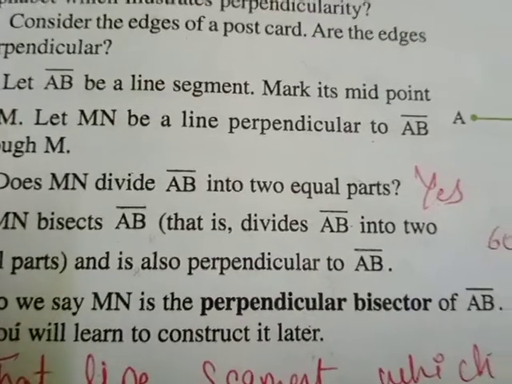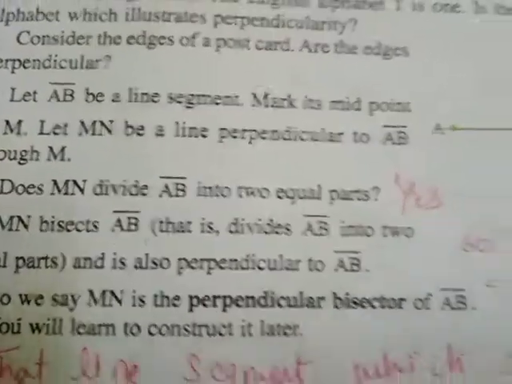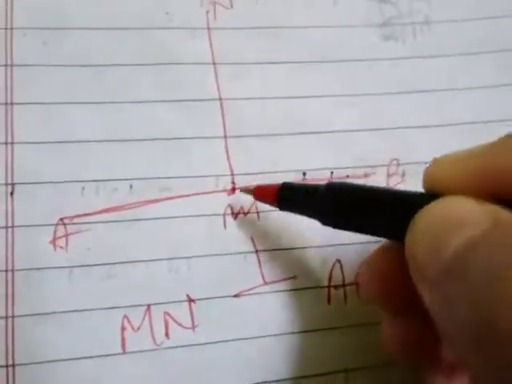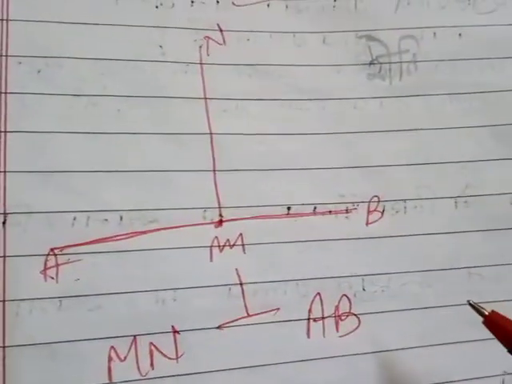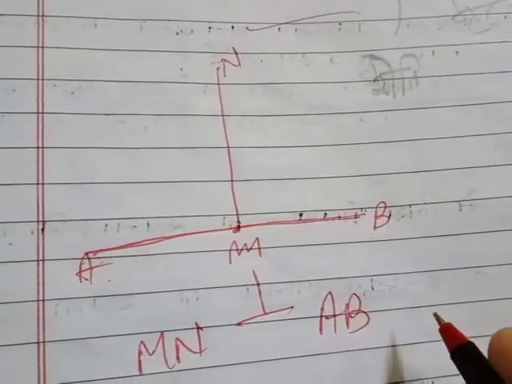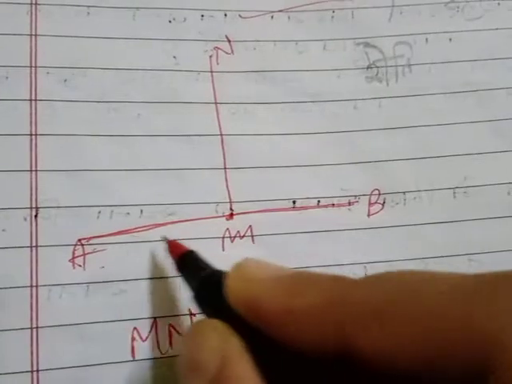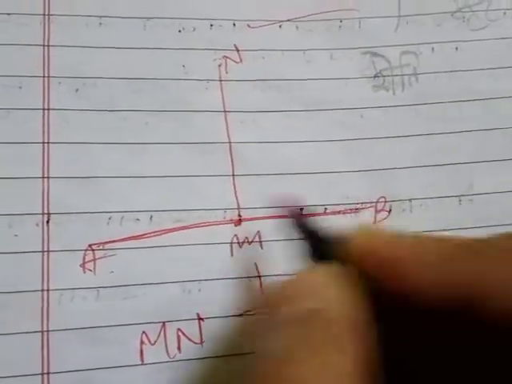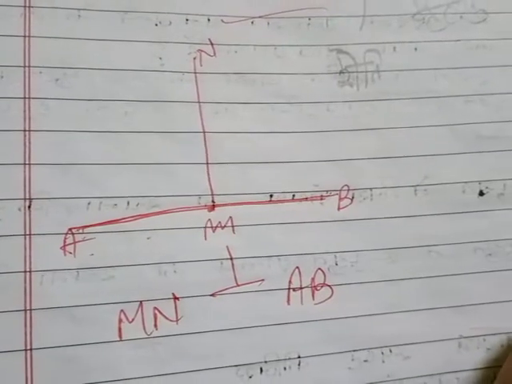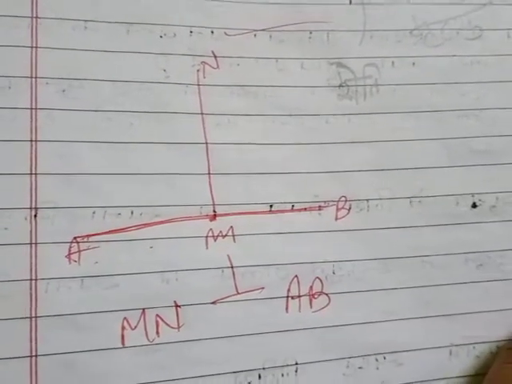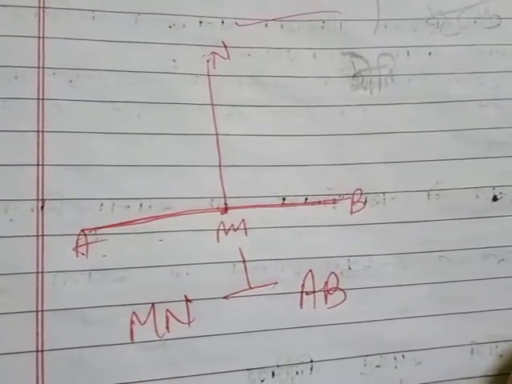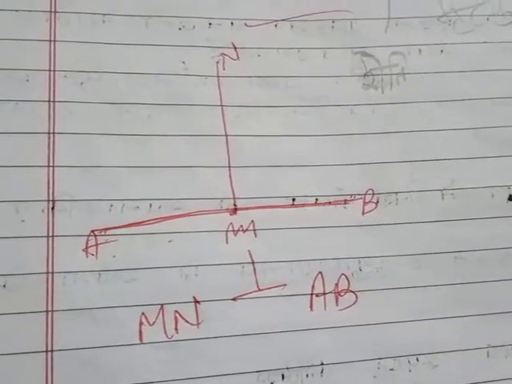So what is a perpendicular bisector exactly? You got it? So a perpendicular bisector is that line. Here this MN is the perpendicular bisector. Why? Because a perpendicular bisector is that line which divides any line segment into two equal parts. Got it? What is a perpendicular bisector? It is that particular line which divides any line segment into two equal parts.